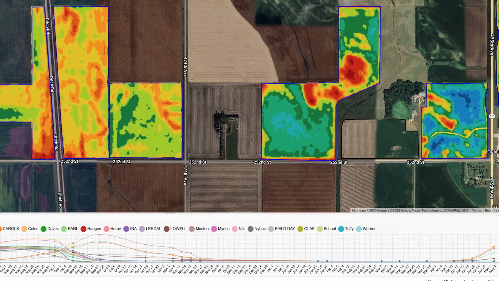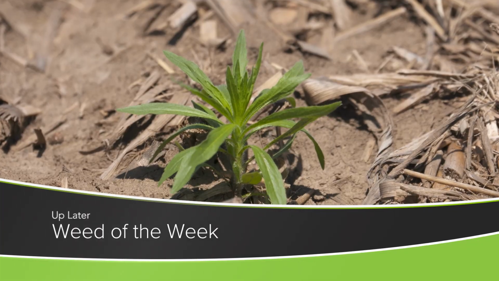Well, one thing I hope you don't take a look at on your farm is our weed of the week. Can you identify this week's weed?